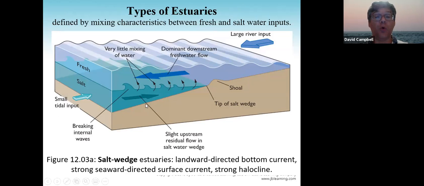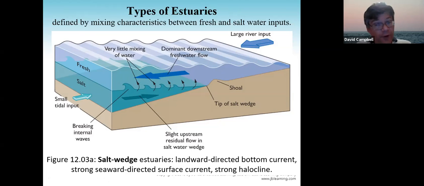So here's a diagram. The salt wedge, as the name suggests, has this kind of angled wedge-shaped layer of salty water underneath fresh water. And because there's pretty strong river flow, there's a strong supply of fresh water and not so much mixing. Pretty drastic difference in the salinity, so density difference is very strong and mixing is limited. Very strong halocline.